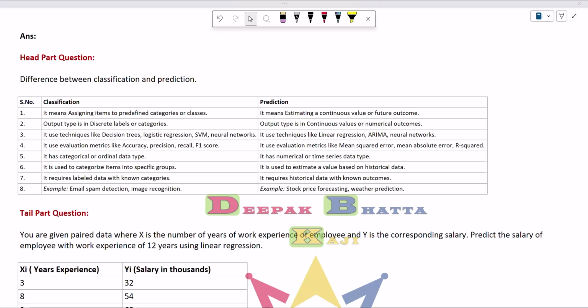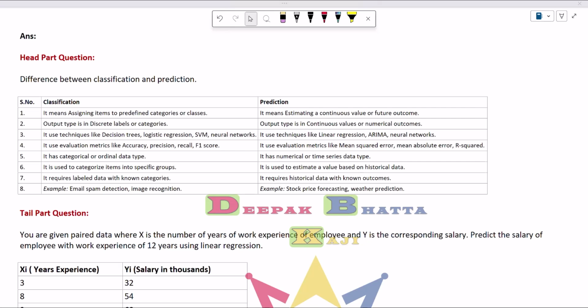This is a model for predicting the future from past data. The ARIMA model is widely used for prediction. Neural networks are also used for prediction from past data. Classification uses evaluation metrics like accuracy, precision, recall, F1 score, confusion matrix. In prediction, evaluation metrics like mean square error, mean absolute error, R square, root mean square error are used. Classification has categorical or ordinal data type and prediction has numerical or time series data type.